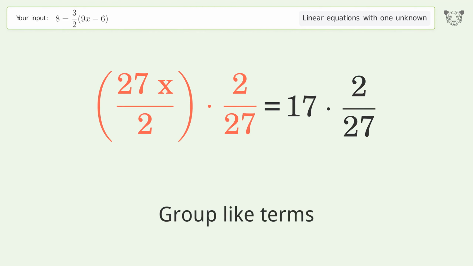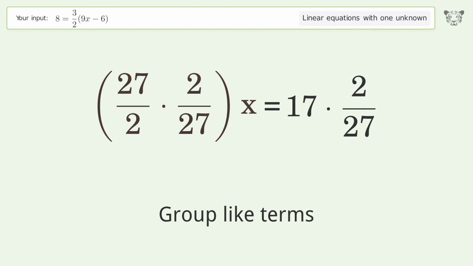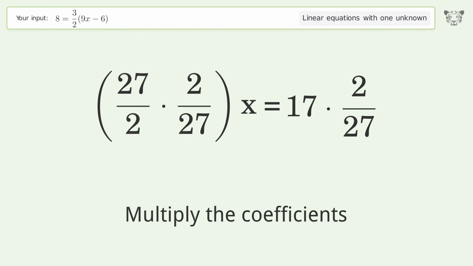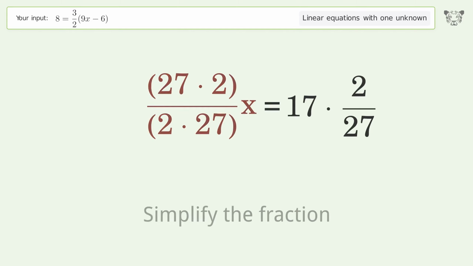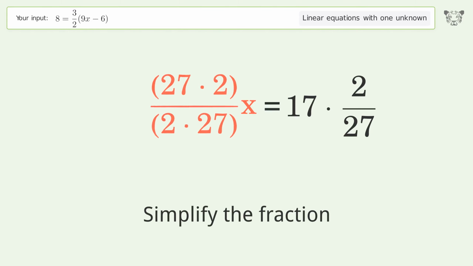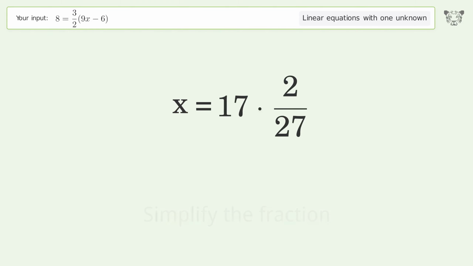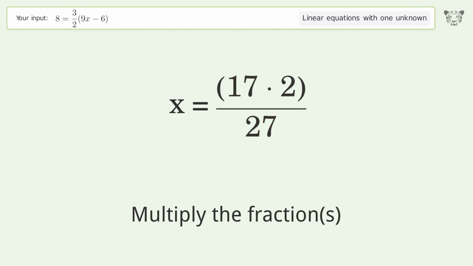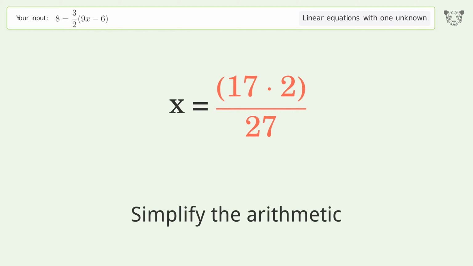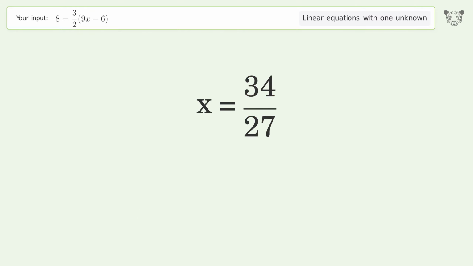Group like terms. Multiply the coefficients. Simplify the fraction. Multiply the fractions. Simplify the arithmetic. And so the final result is x equals 34/27.